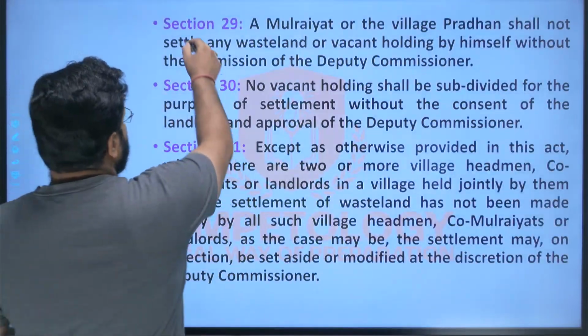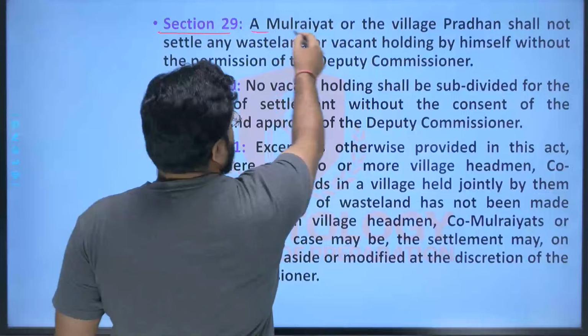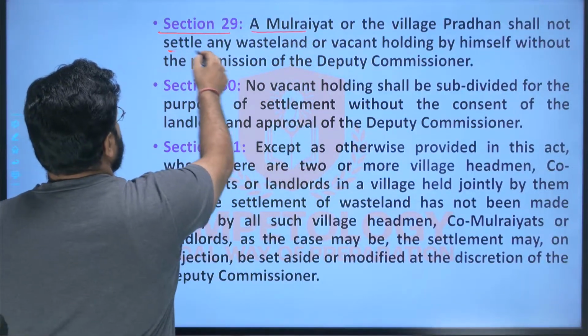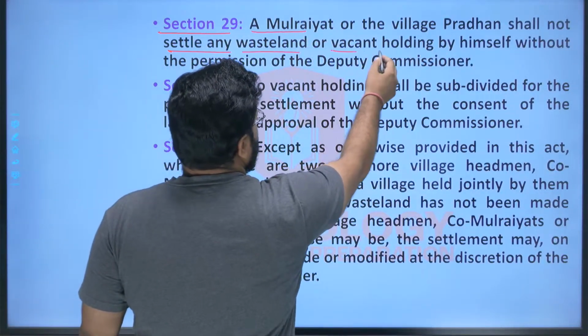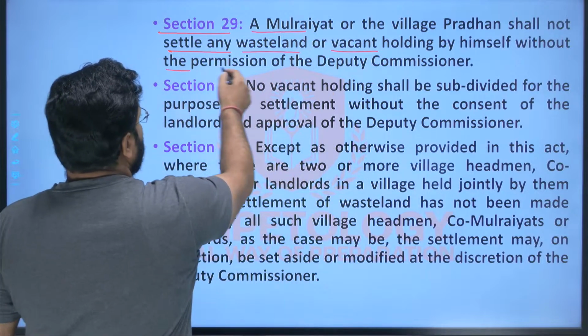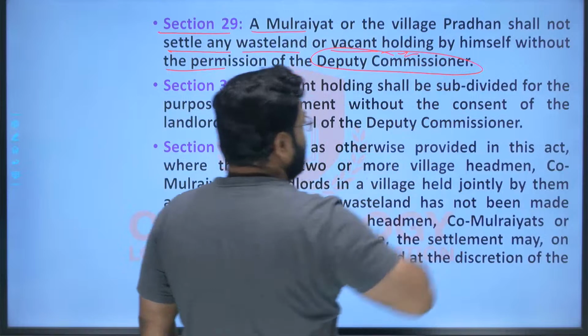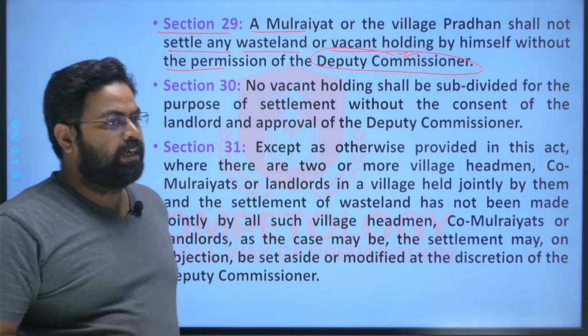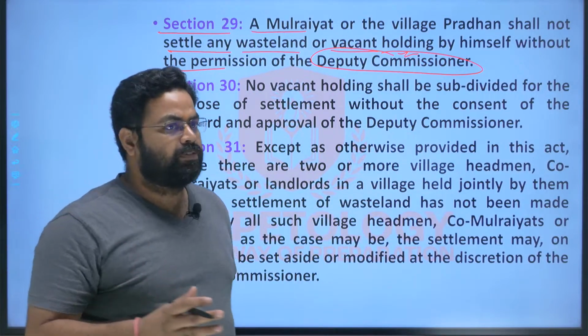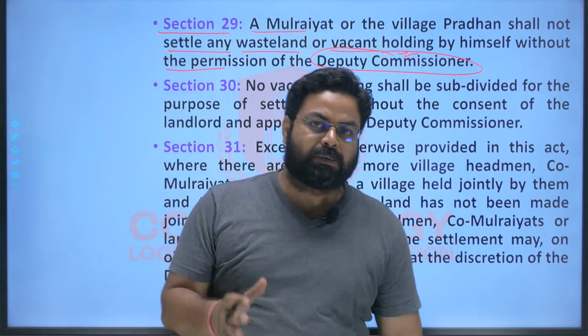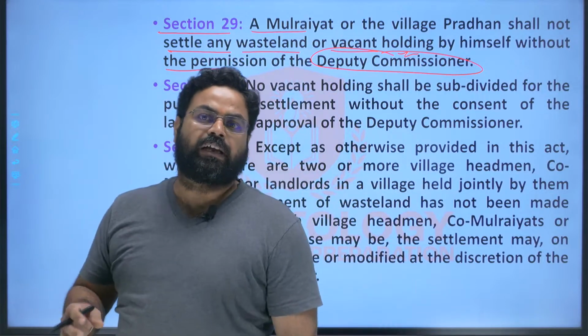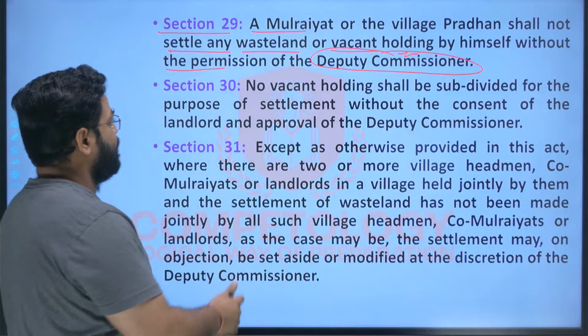Next is section 29. It says that a Mool Rayat or a village Pradhan shall not settle any wasteland or vacant holding by himself without the permission of the DC. So before settling any of the vacant land or the wasteland, the permission of the DC is necessary. Without his permission, no wasteland or vacant land can be settled with anybody.